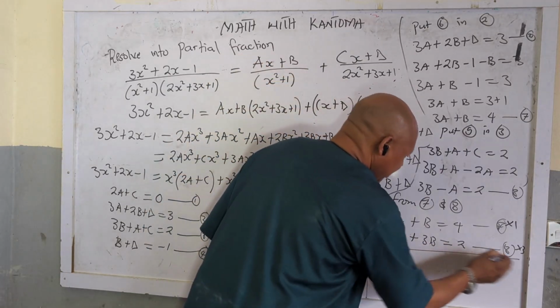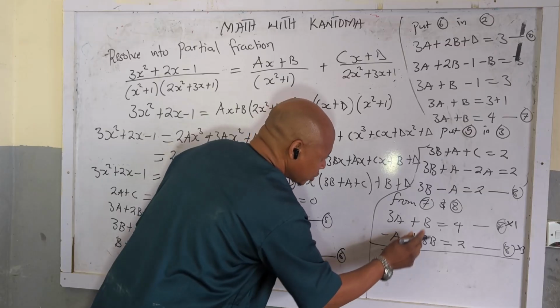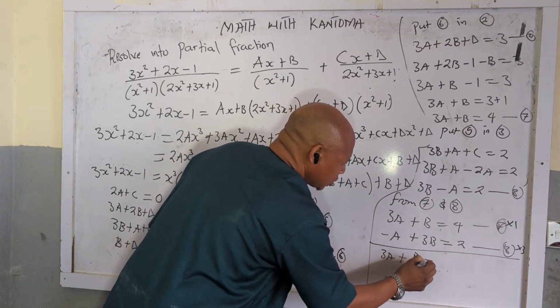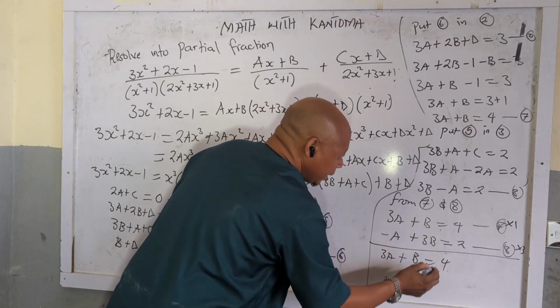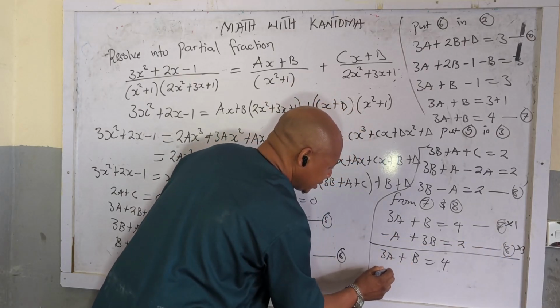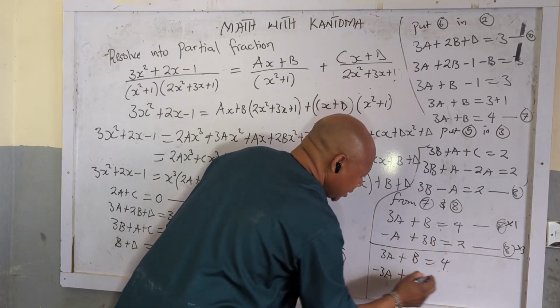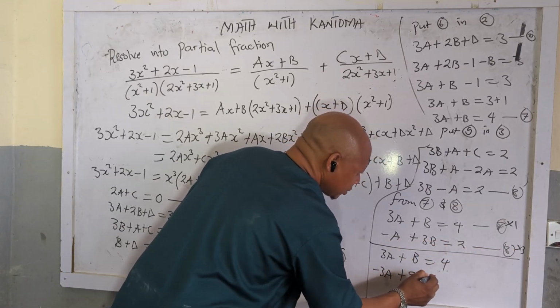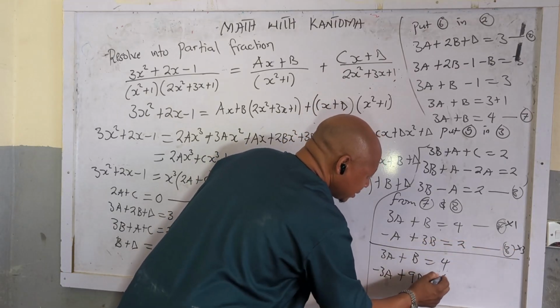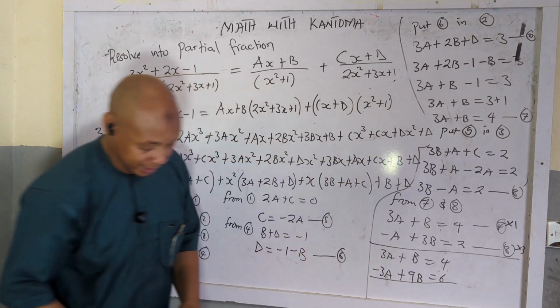Meaning if I multiply them, 1 times 3a, I will have 3a, plus 1 times b is b, is equal to 4 times 1 is 4. Next, minus a times 3 is minus 3a, plus 3 times 3 is 9b, is equal to 2 times 3 is 6. So from here, I can add them together.